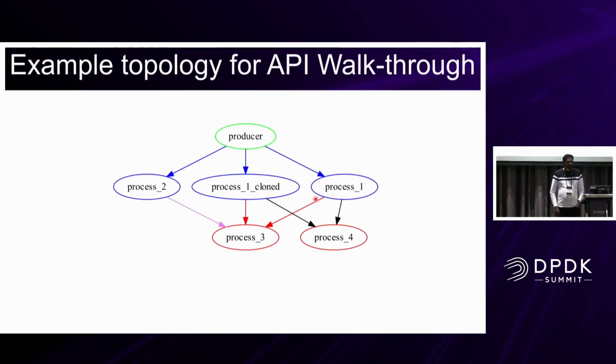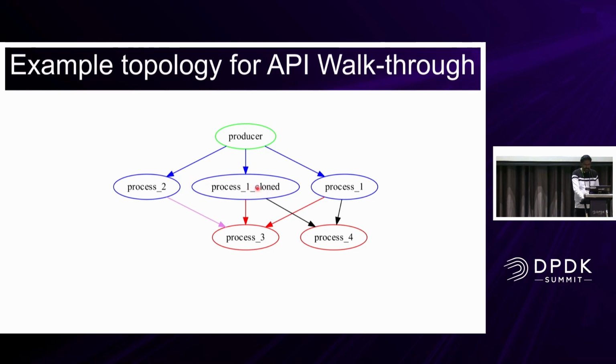Now, in order to explain the APIs and the programming model, I just created a very rudimentary graph just to showcase an example of how the API can be used. So in this example, there is a producer node and it's connected to process 2 and process 1. There is a concept of cloning, so I will explain that. Because of that, I have a clone node.